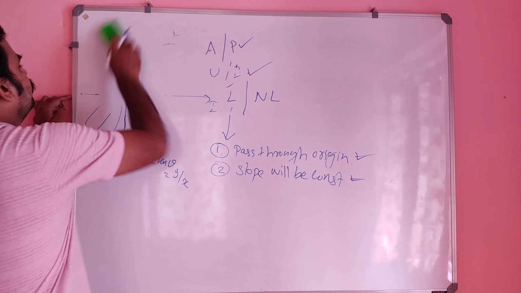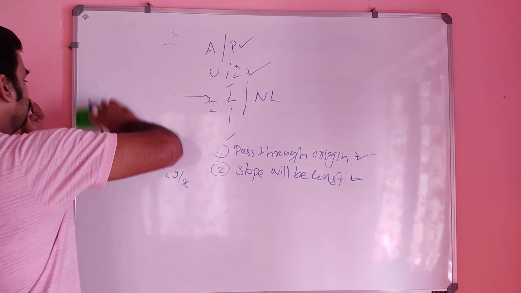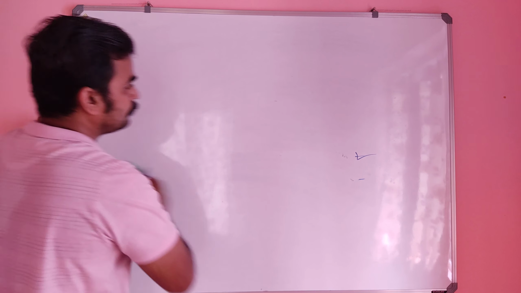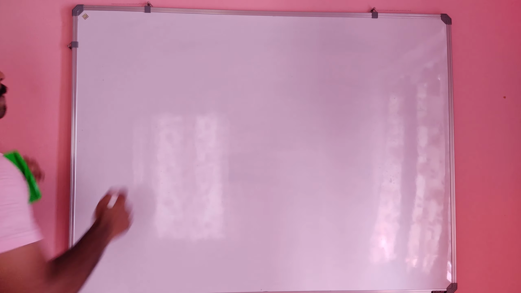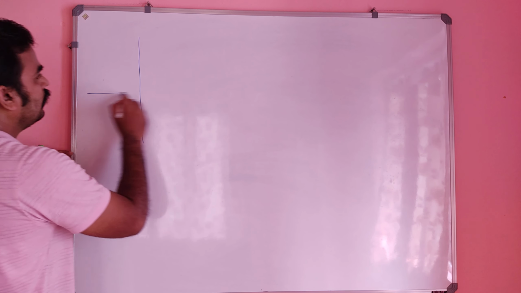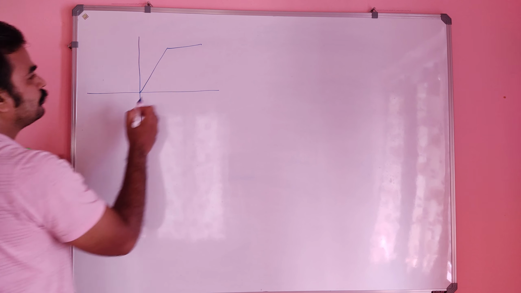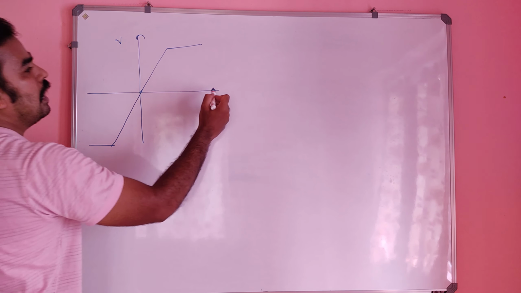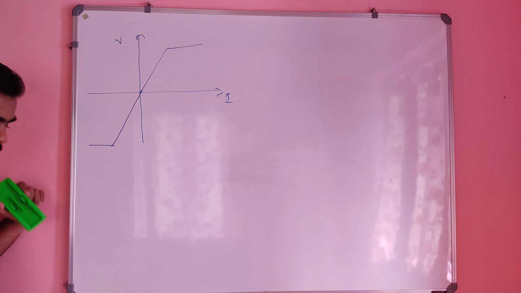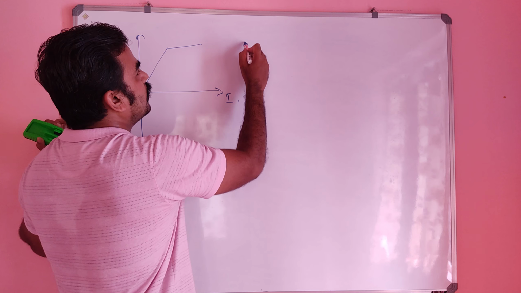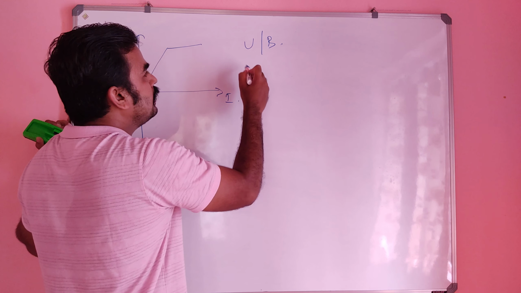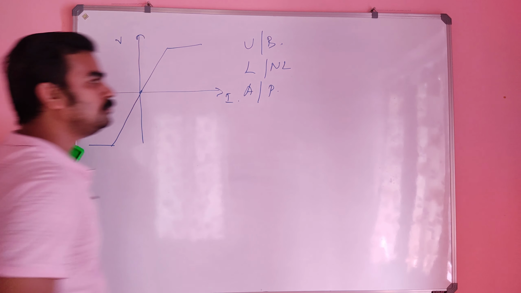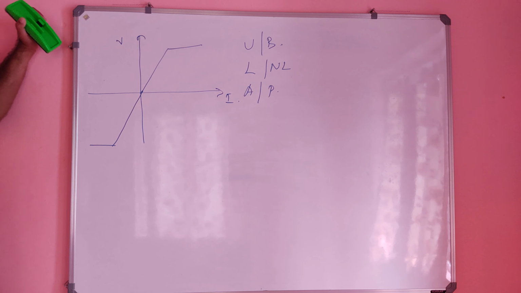Let's take another example. Consider a graph like this. This is V and this is I. And again we have to check unilateral or bilateral, linear or non-linear, and active or passive. We have to see these three. Let's check one by one.